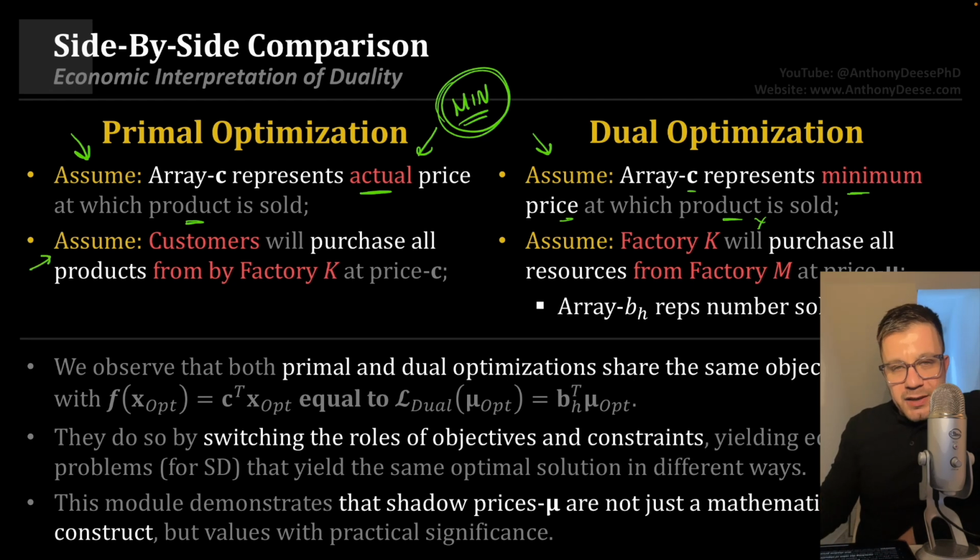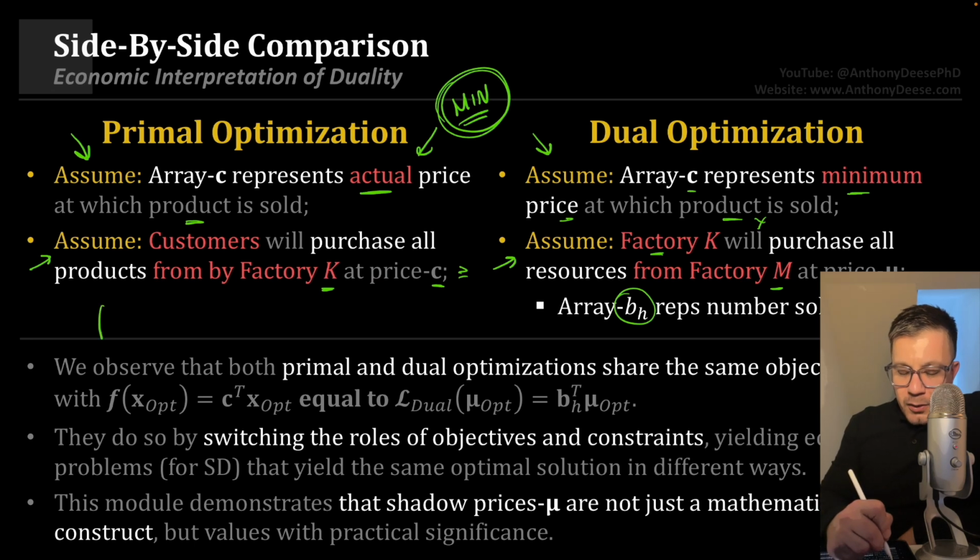For the primal optimization problem, we assume that customers will purchase all the products from Factory K at that price C, or I guess potentially higher. And for the dual optimization, we assume that Factory K will purchase all the resources from Factory M at that shadow price or market equilibrium price mu. Again, B sub H represents the number of units sold from M to K.